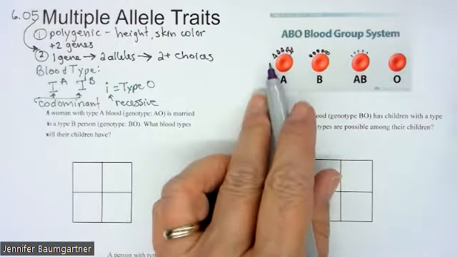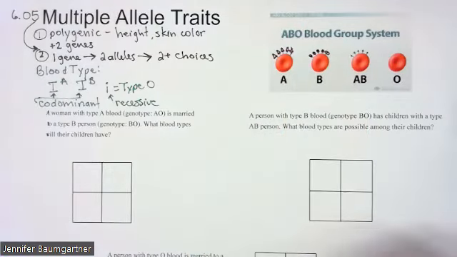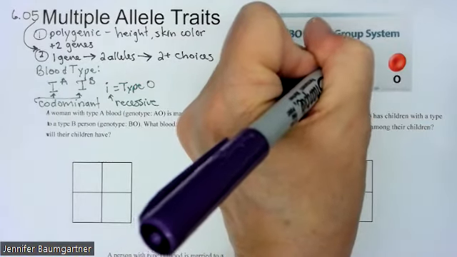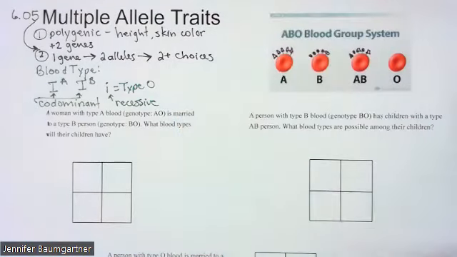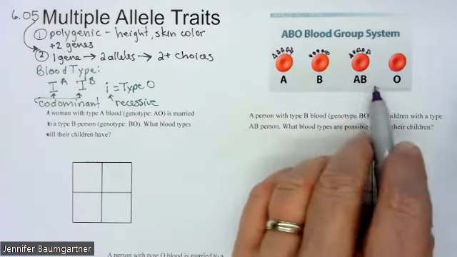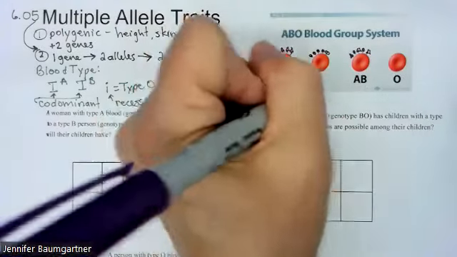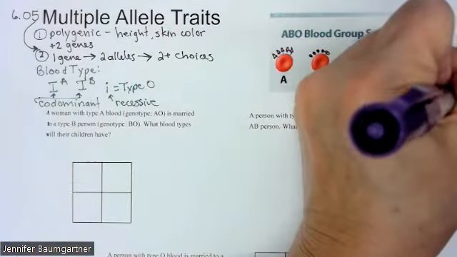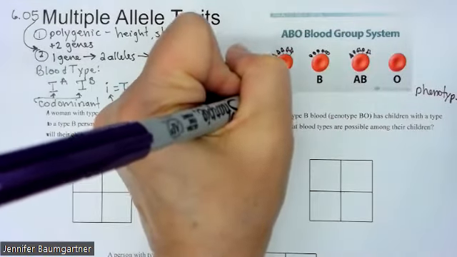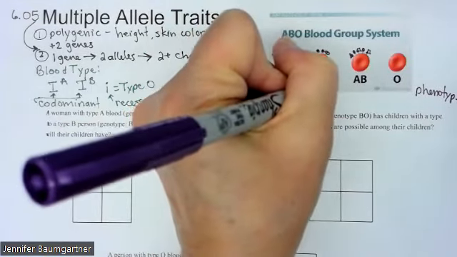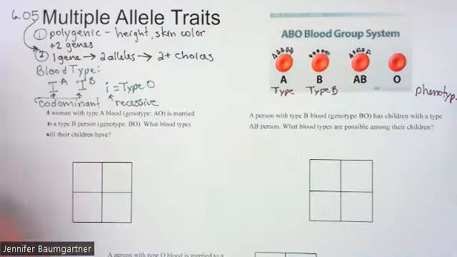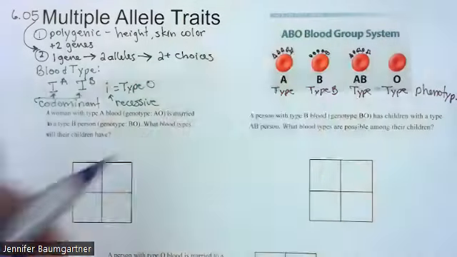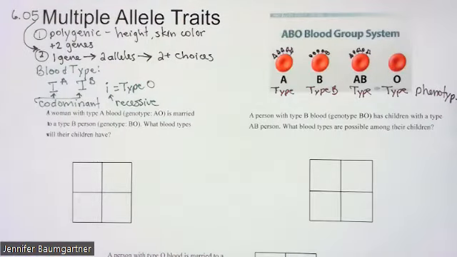So type A protein spikes have one shape and type B have another. So if you have both, I have triangles and circles here, you're type AB. So our phenotypes can be type A, type B, type AB, or type O. So you have 4 possible blood phenotypes.